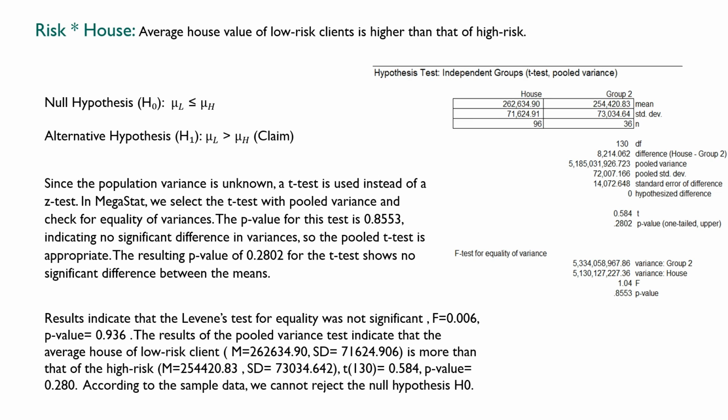and the resulting p-value of 0.2 for the t-test shows no significant difference. Next, using SPSS, the results indicated that the Levene's test for equality was not significant also, with a p-value of 0.9. The results of the pooled variance test indicated that the average health of low-risk clients is more than that of high-risk clients, with a p-value of 0.2. According to the sample data, we cannot reject the null hypothesis.